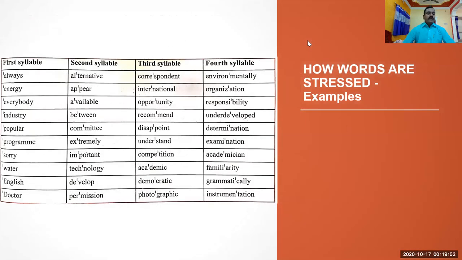Let us come to a few more examples: first syllable, second syllable, third syllable, fourth syllable stressed. Let us see examples of the first syllable. When the first syllable is stressed: energy, everybody, industry, popular, program, sorry. There are two syllables in sorry, but the first syllable is stressed.